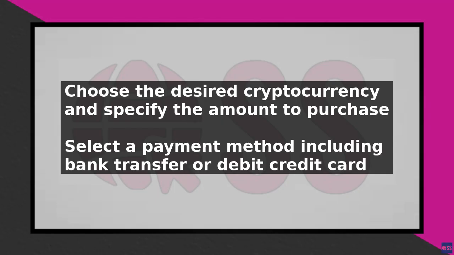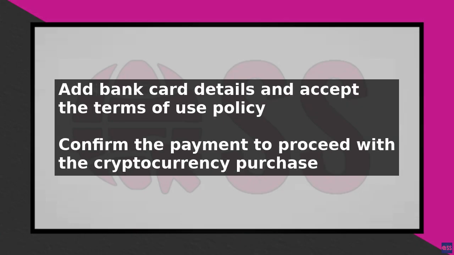Note that, initially, you can purchase from the listed options, and later, you can swap them for other cryptocurrencies within the Kucoin platform. To proceed, select the desired cryptocurrency and specify the amount you want to purchase, for example, €10.